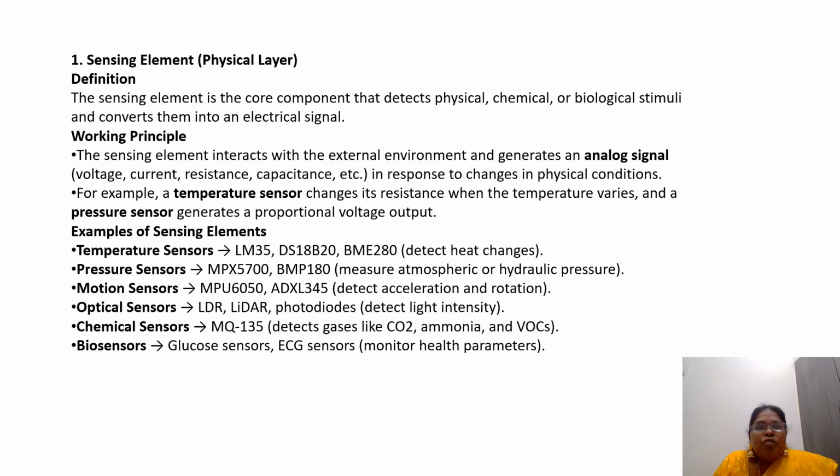Here the sensing element generates an analog signal. It may be a temperature sensor, pressure sensor, motion sensor, optical sensor, chemical sensors for chemical properties, or biological sensors for biological things. So we can use any types of sensors. The sensor will sense and give the signal.